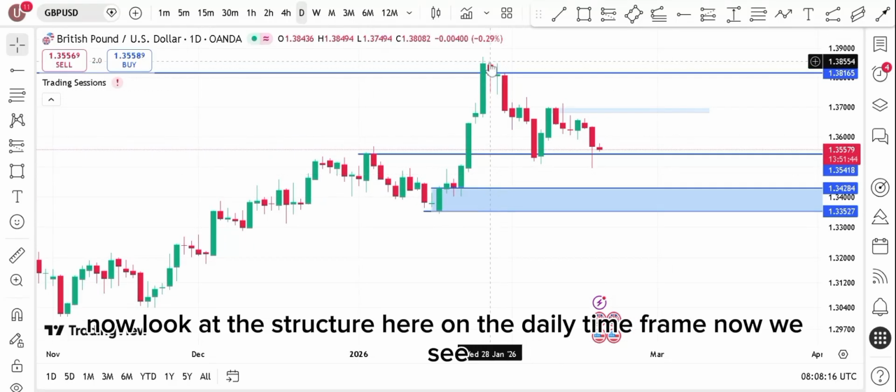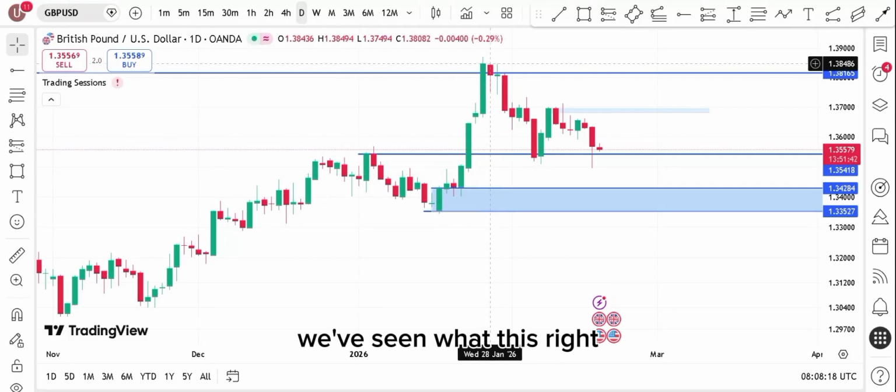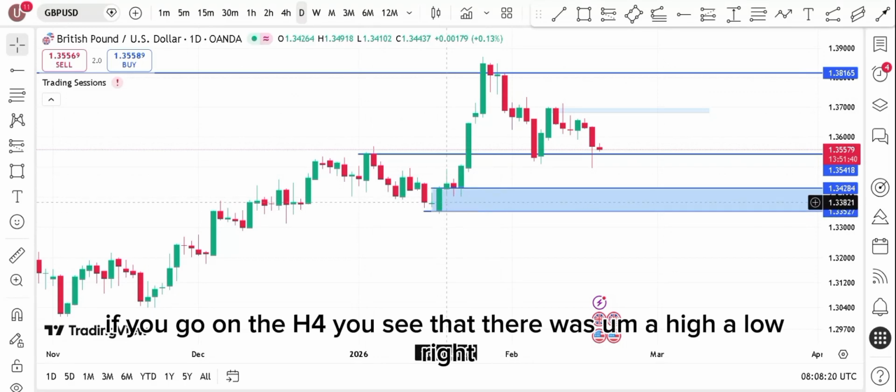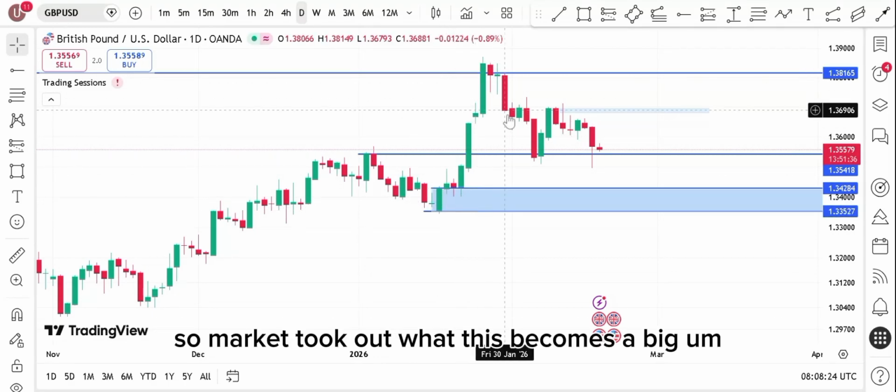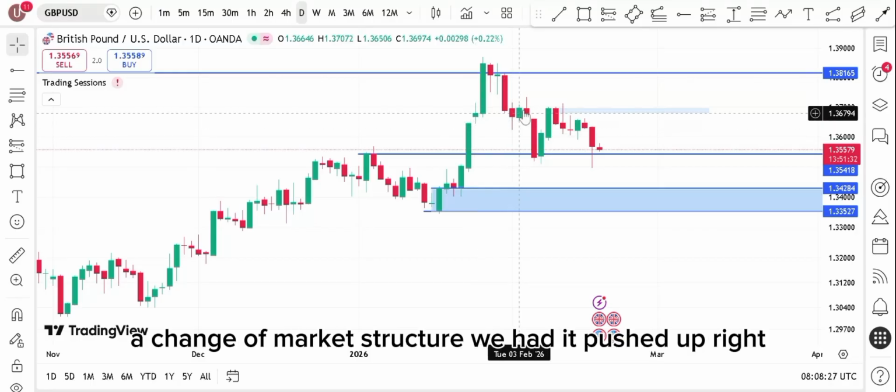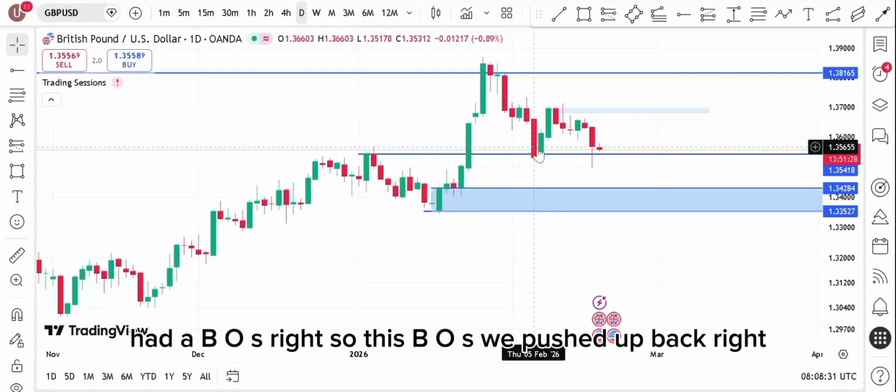Now we've seen this, right? If you go on the H4, you see that there was a high and a low, right? So the market took out this, which becomes a change of market structure. We had it pushed up, right? Had a BOS, right? So after this BOS we pushed back up.